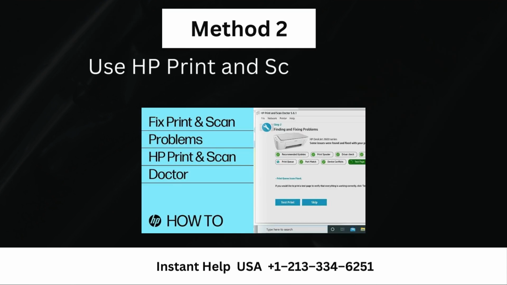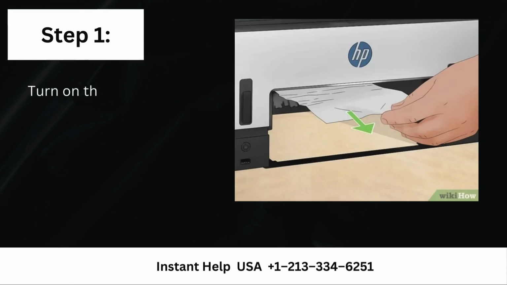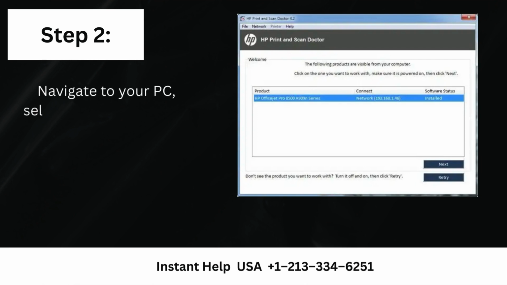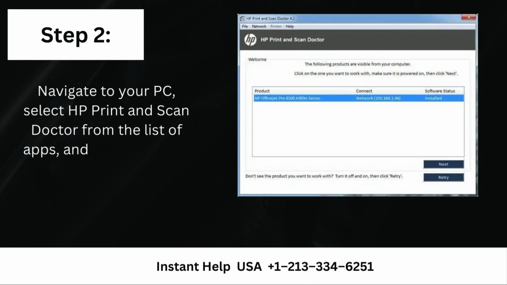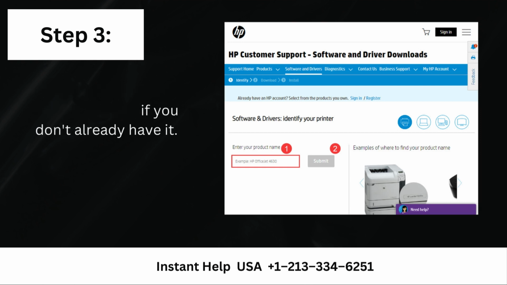Method 2. Use HP Print and Scan Doctor to troubleshoot. Step 1. Turn on the printer and place some paper in the tray first. Step 2. Navigate to your PC, select HP Print and Scan Doctor from the list of apps, and click to launch it. Step 3. Install the app from the official website if you don't already have it.